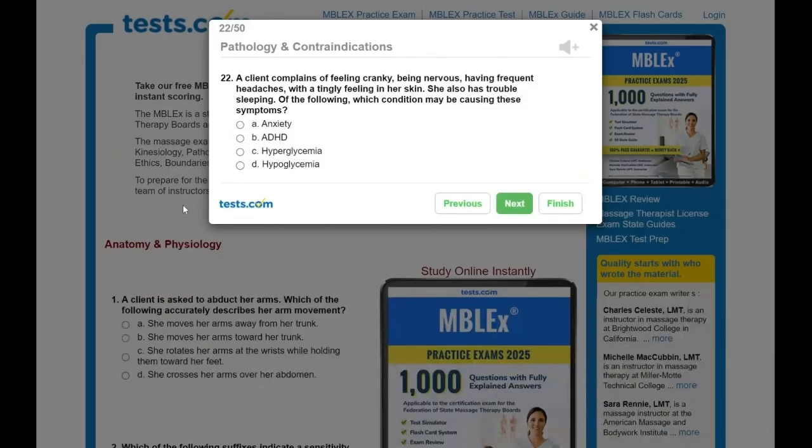Question 22. A client complains of feeling cranky, being nervous, having frequent headaches, with a tingly feeling in her skin. She also has trouble sleeping. Of the following, which condition may be causing these symptoms? A. Anxiety, B. ADHD, C. Hyperglycemia, D. Hypoglycemia.